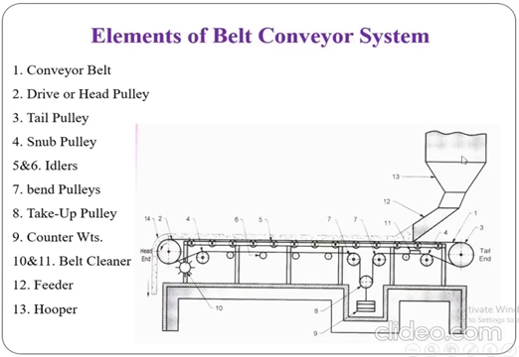Here is the hopper. From the hopper the material is to be poured. From the feeder that material has to be smoothly transferred to the belt and has to be transferred from one place to another place. So these are the elements of the belt conveyor system.